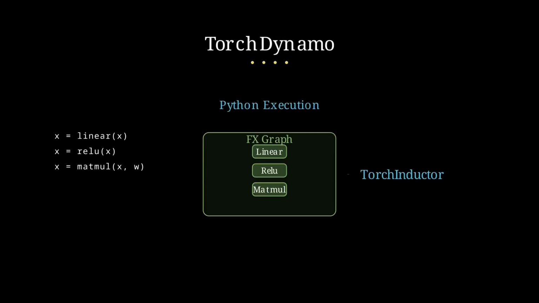Now, there is another interesting question. If TorchDynamo is watching Python while it executes, how does it actually hook into Python itself? I mean, how can it intercept tensor operations without changing your model? That's exactly what we will explore in the next video, where we'll go one layer deeper and look at how TorchDynamo hooks into CPython to capture your model as it runs.